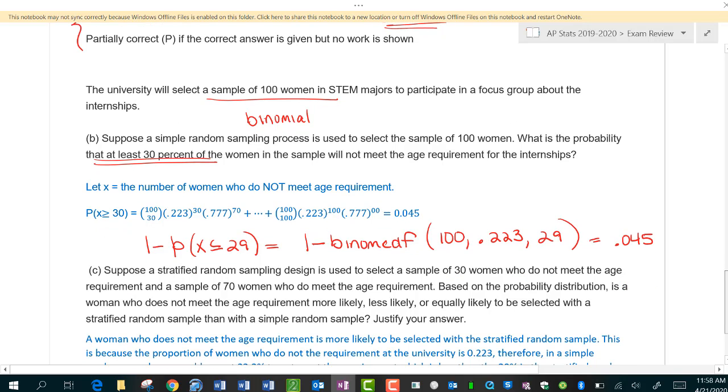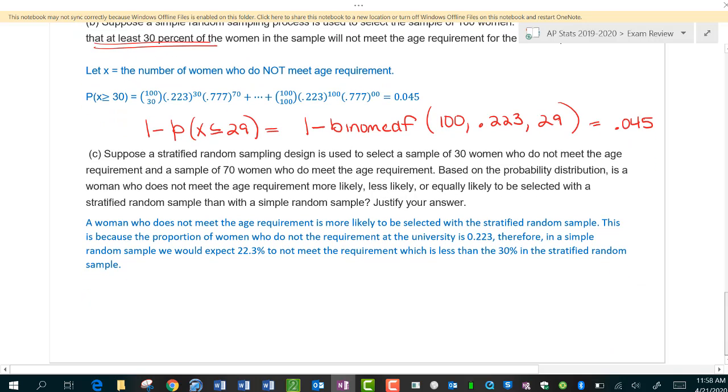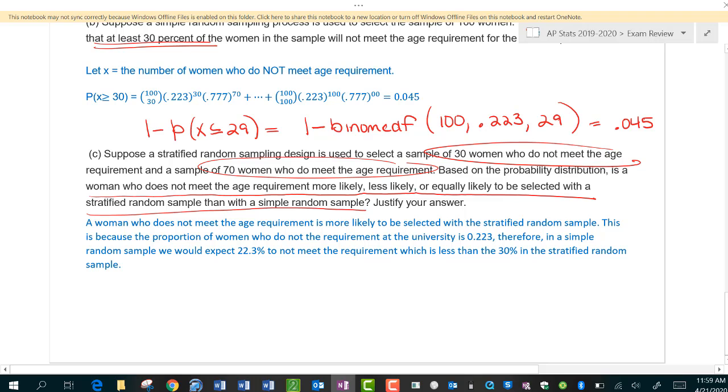And then the final question is talking about a stratified random sample versus a simple random sample. So suppose a stratified random sample design is used to select a sample of 30 women who do not meet the age requirement and 70 women who do meet the age requirement. Based on the probability distribution, is a woman who does not meet the age requirement more likely, less likely, or equally likely to be selected with a stratified random sample than a simple random sample?